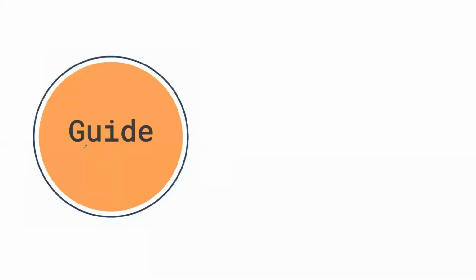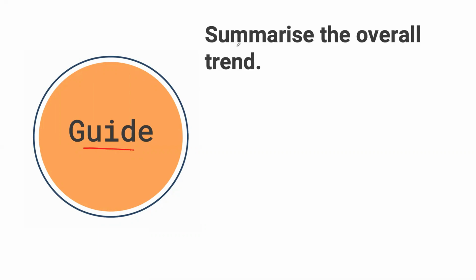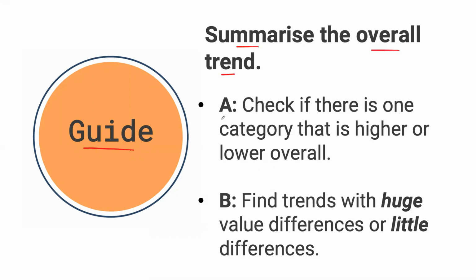Now, we're going to go back to our guide, and we're going to focus on a step that we're going to approach before we actually write the essay. And you can consider this still as part of step 1. What you're going to do briefly is summarize the overall trend. And there are 2 steps here. Basically, when we go back to our writing prompt, we're going to look at those pie charts, and we're going to check to see if there is one category that is higher or lower overall. And then if it applies, we can find trends with huge value differences or little differences.